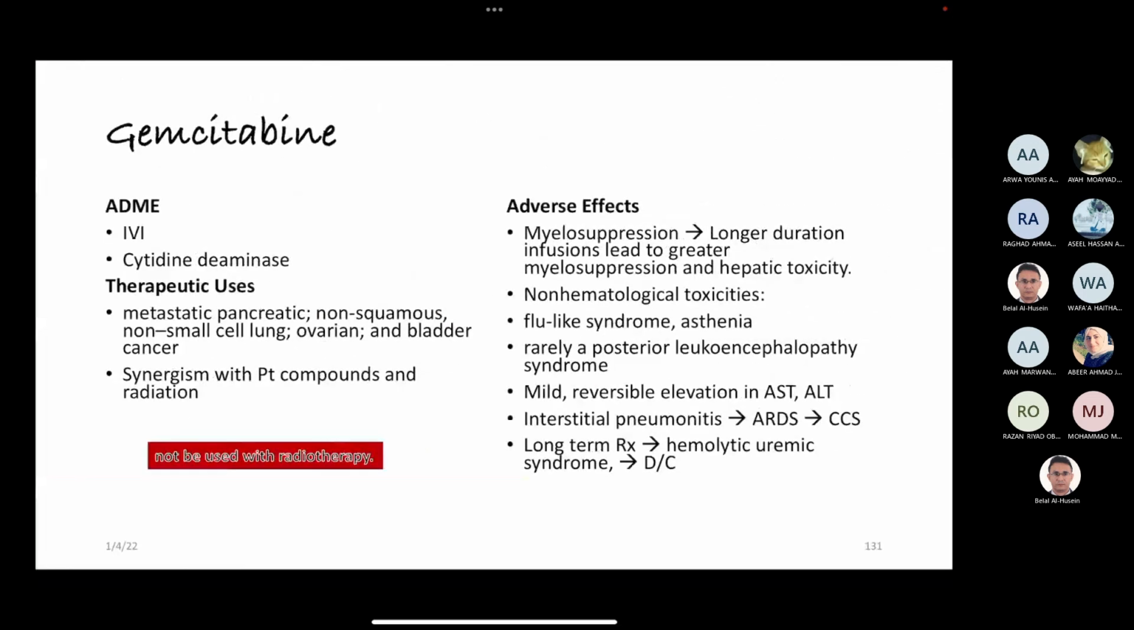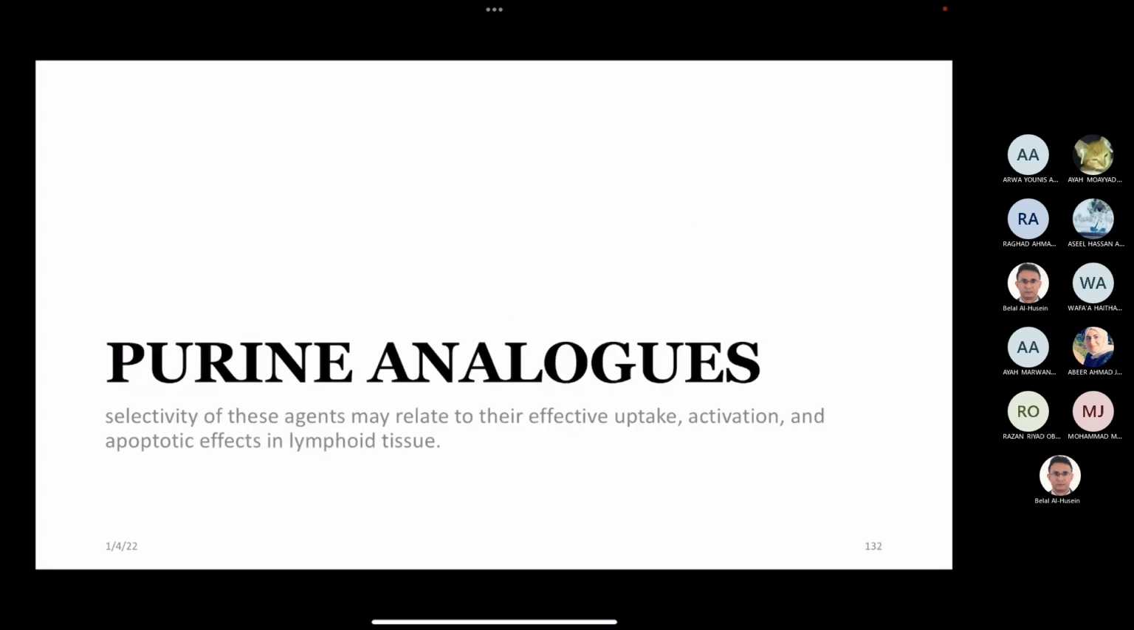The drug has multiple side effects like myelosuppression and non-hematological toxicities, which include flu-like syndrome and infiltration of leukocytes to many sites, especially the brain, which is called posterior leukoencephalopathy syndrome, which might cause some neurological toxicity. There is elevation of AST and ALT, which are liver function enzymes, which is mild and reversible. Sometimes it causes respiratory complications, which might be reversed by co-administration with corticosteroids. Long-term use could cause hemolytic uremic syndrome, which necessitates discontinuation of the drug.